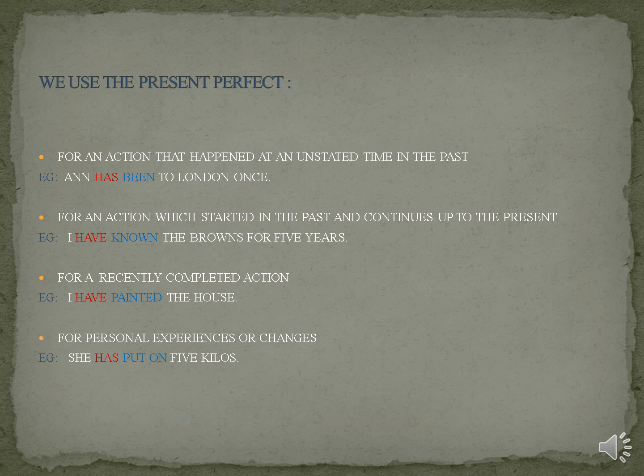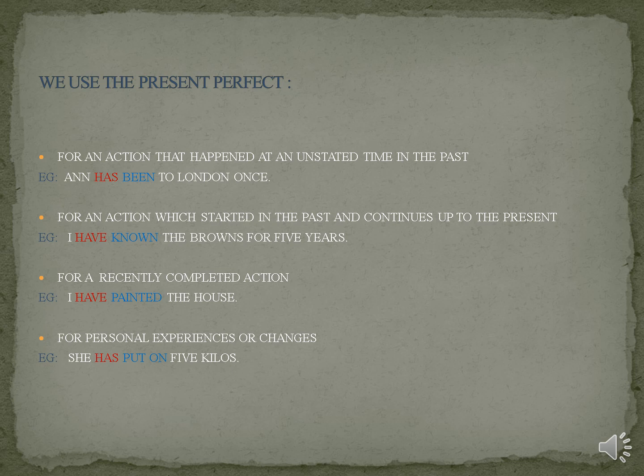We use it for an action that happened at an unstated time in the past. That is, we know the action happened in the past, but we don't know exactly when. For example, Anne has been to London once. We know it happened in the past, we don't know when. We also use it for actions which started in the past and continue up to the present. For example, I have known the Browns for 5 years. That is, I first met them 5 years ago and I still know them.